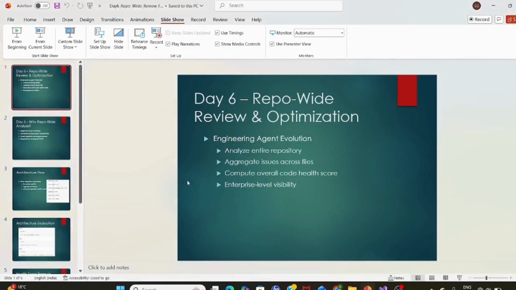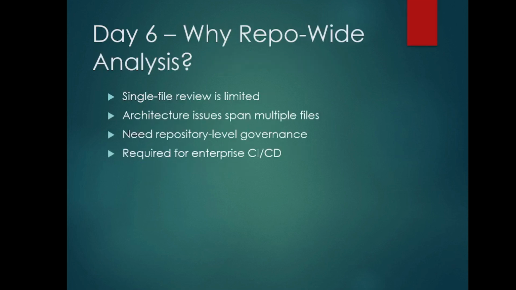So in day 6, it is the enterprise level. Why Repo-Wide? In the earlier days, we were creating the pull request, and from pull requests we were sending that for review, right? Now we are taking each file one by one, and that will give you the issues, the severity level, and the health of each file, so that the developer gets a complete idea of how the repo is working. Single file review is limited, that we have done in day 1 to day 5. That is a sample we have shown.